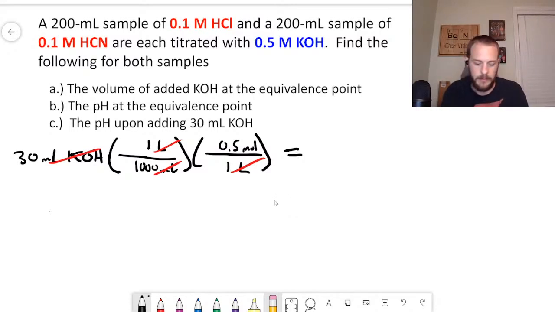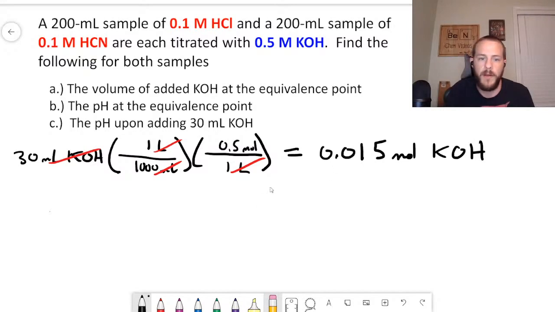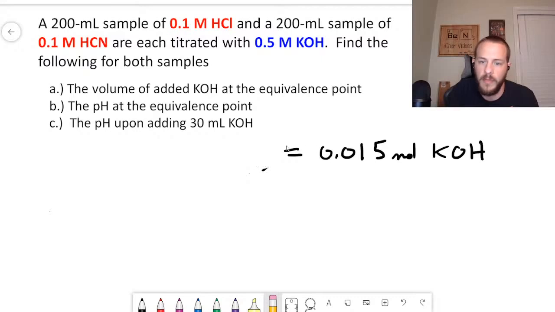Who's got it? Anybody? I got a value of 0.015, and that's moles of KOH, right? 0.015 moles of KOH. I'm going to erase all this stuff, and we'll just keep that in mind.